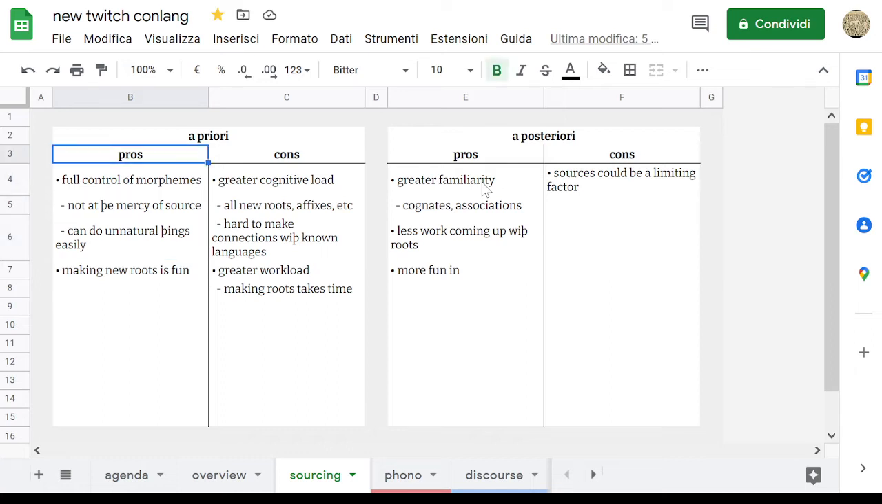And it would be entirely 100% mine if it were a priori, which is all coming out of my head. And the other pro I wrote is that making new roots is fun. I enjoy making new roots. Sometimes I get into a rut where I'm having creative burnout and not able to think of anything creative or that sounds nice to me. That has happened. But there are options I have if that happens.